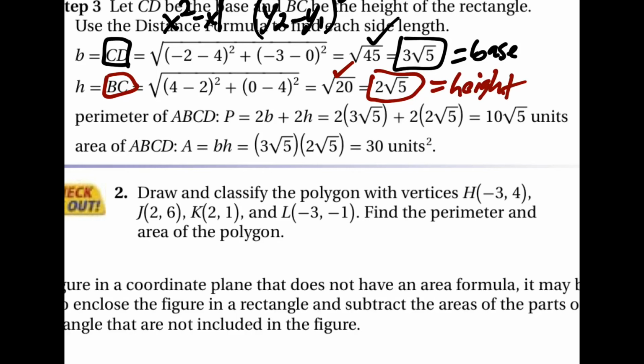So if we're going to use the perimeter, we're going to take 2 times the base plus 2 times the height, and we get our perimeter. And for the area, we're going to take base times the height, which gives you this.